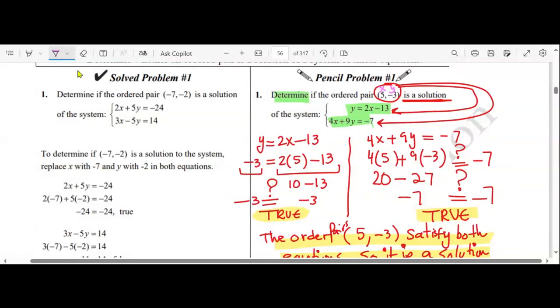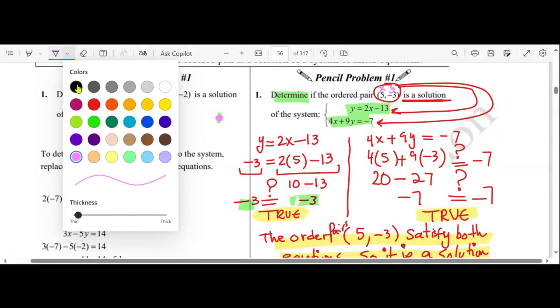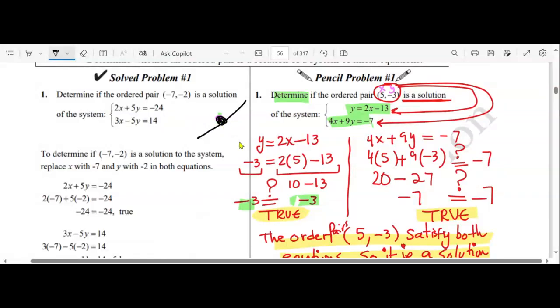And then at the end, you get a result. What is the result here? Negative 3 equals negative 3, because remember, we are trying to see if the left side equals the right side. If the left side equals the right side, that means this point is on that line. Is that clear? Yes.